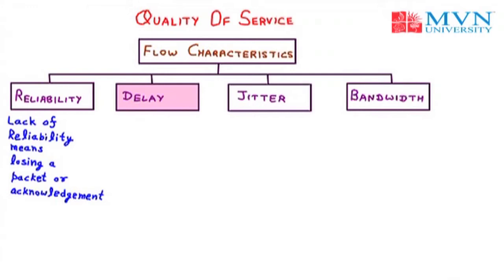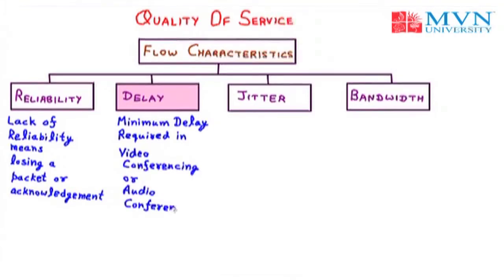For example, the minimum delay is required in applications like video conferencing, audio conferencing or remote login. Suppose we are doing video conferencing, where video is streaming to both parties, source and destination, who are both in the conference. In that case, if we have a large delay, the video will blur out. So the delay required is very small, which is why delay must be very low.